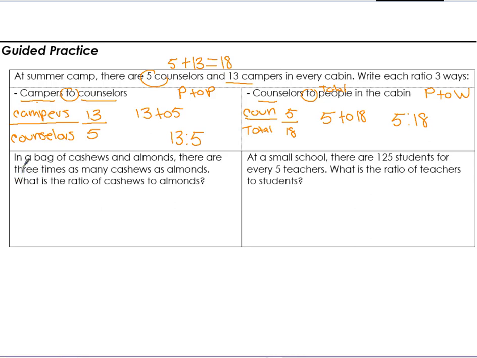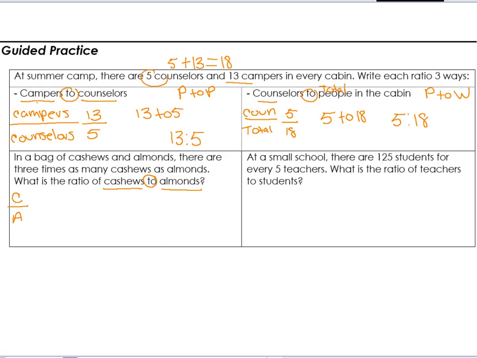Okay, this next example. In a bag of cashews and almonds, there are 3 times as many cashews as almonds. What is the ratio of cashews to almonds? Okay, I'm going to underline cashews to almonds because that's how I'm going to write it. Cashews to almonds.